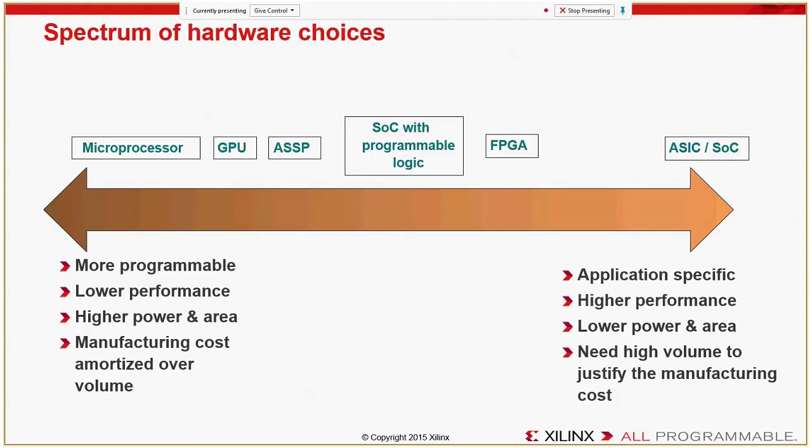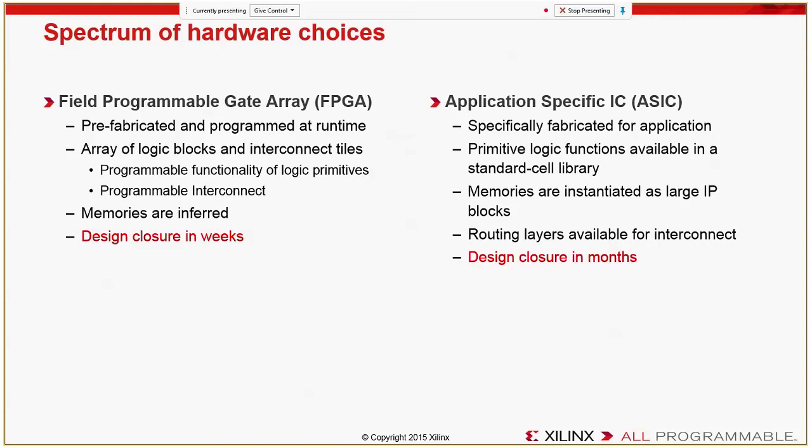So in this talk, we'll focus on FPGAs. But before going further, I would like to delve a little bit into the differences between an FPGA and a completely custom chip for an application, or an ASIC. Right? So an FPGA, as its name suggests, is a prefabricated array of programmable logic elements and interconnect tiles. And the functions in the logic blocks and the connectivity between them is completely programmable. So these chips are prefabricated and the functionality is programmed into them at runtime.